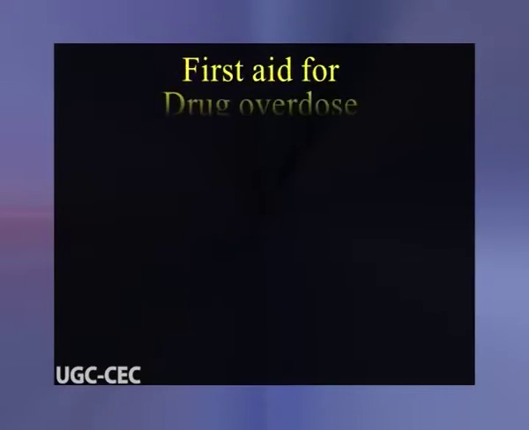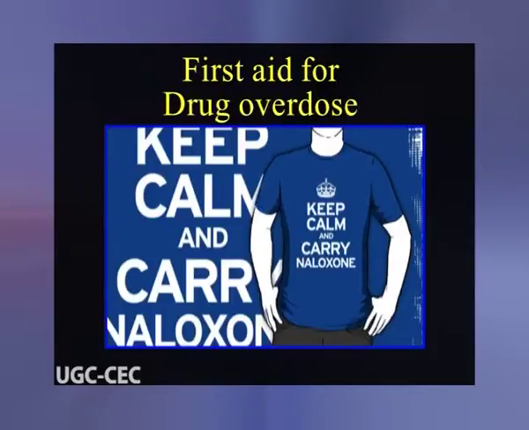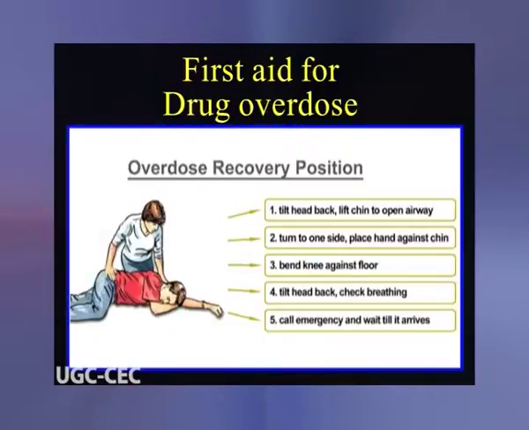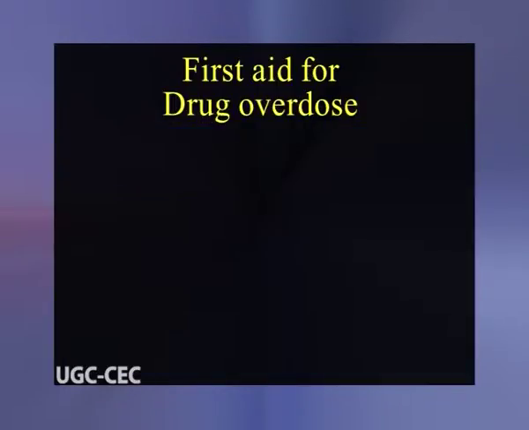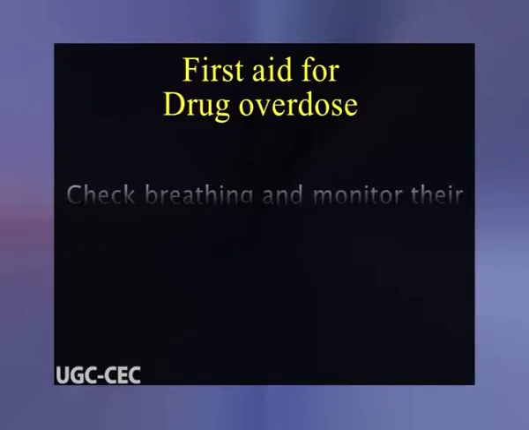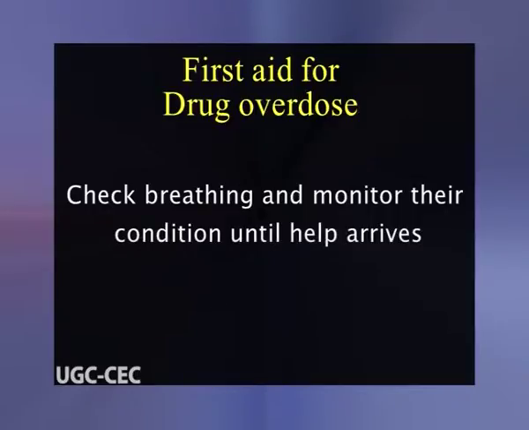First aid for drug overdose. If you think someone has taken an overdose, stay calm and call an ambulance on 000. If the person is unconscious but breathing, place them on their side in the recovery position. Make sure that the airway remains open by tilting the head back and lifting the chin. Check breathing and monitor their condition until help arrives.